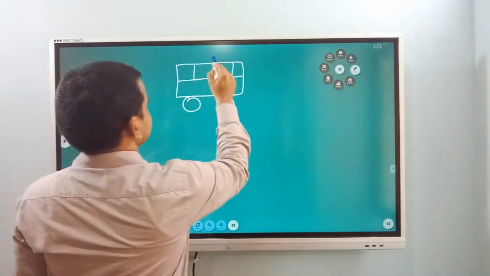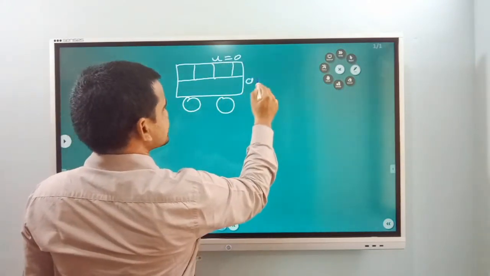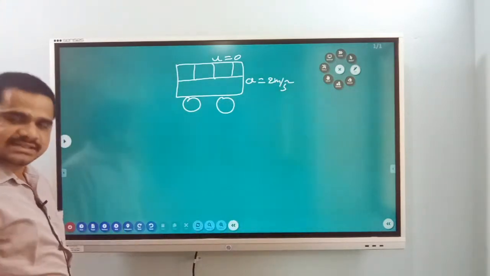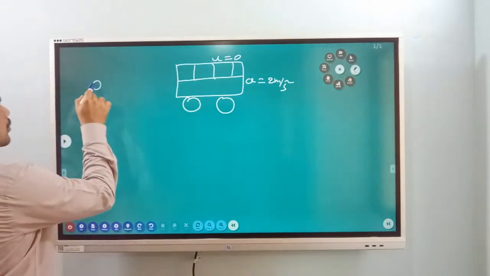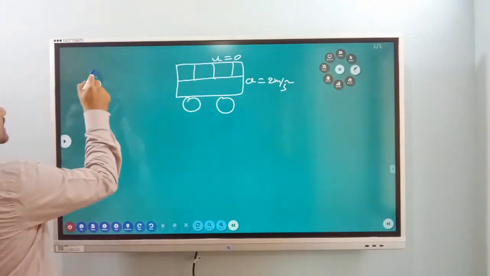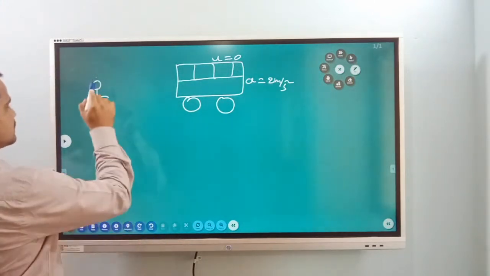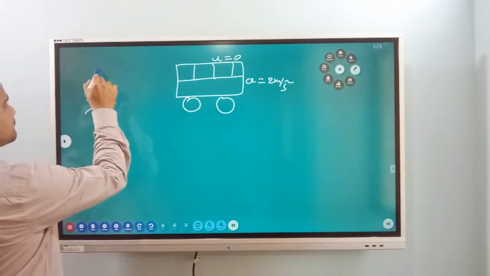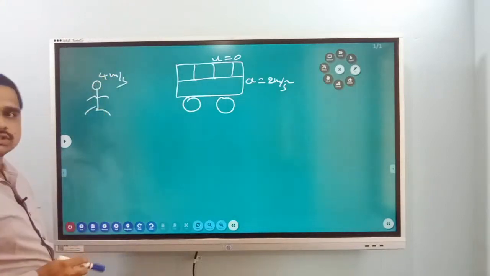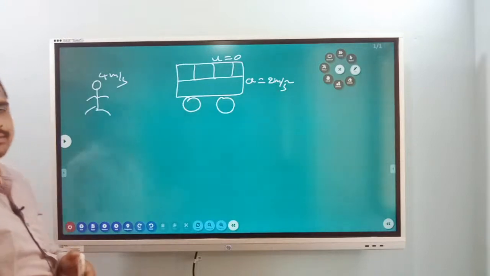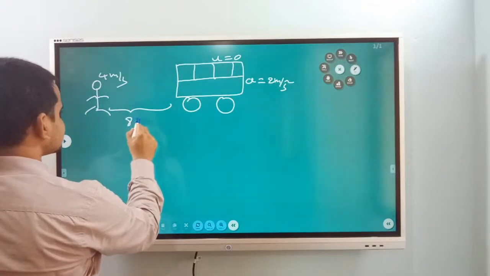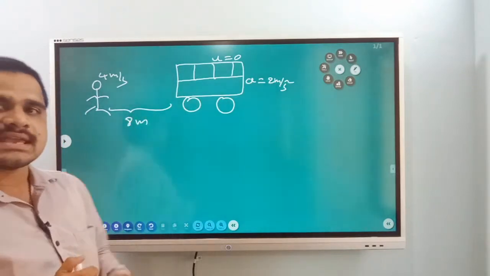Fine. So starting from this, u is equal to 0. Acceleration is 2 meter per second square. Now, a school boy, he wants to catch his bus. He started running at, let's take it, 4 meter per second. The boy starts running at 4 meter per second. The distance between the boy and the bus is nearly, take it as 8 meters.